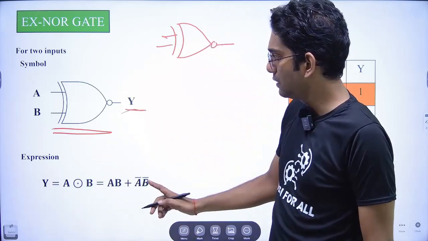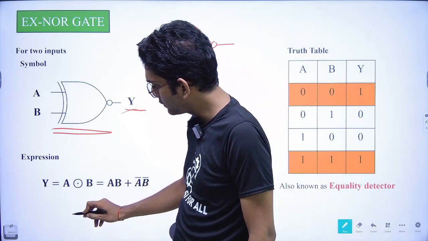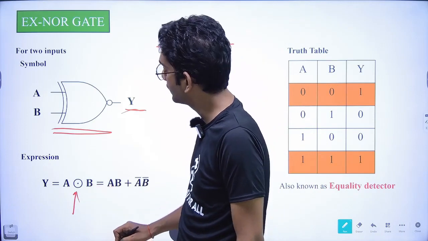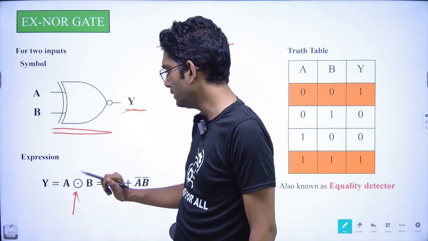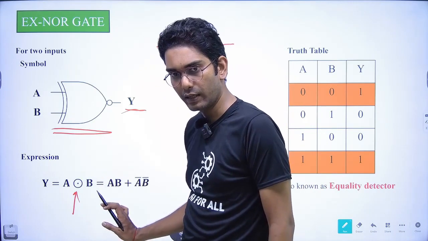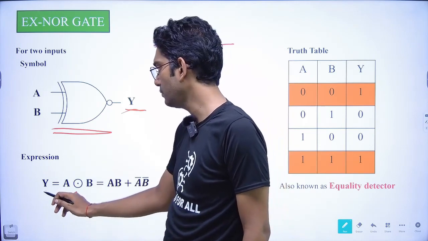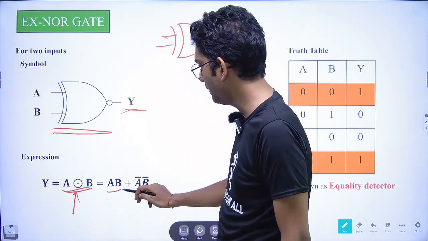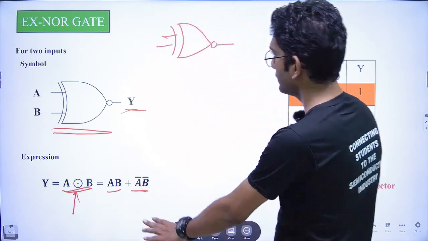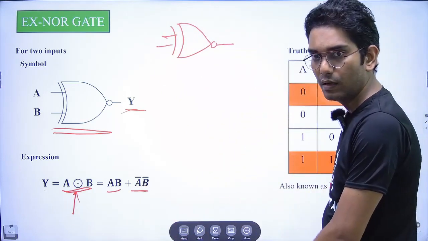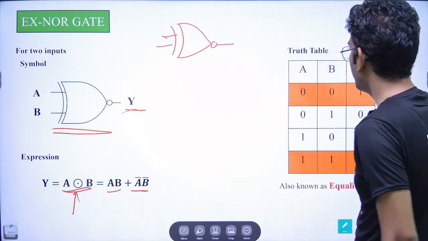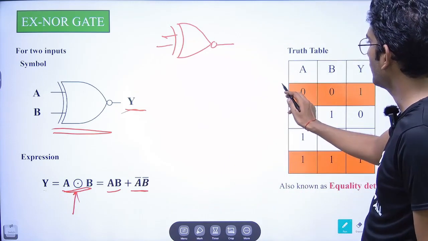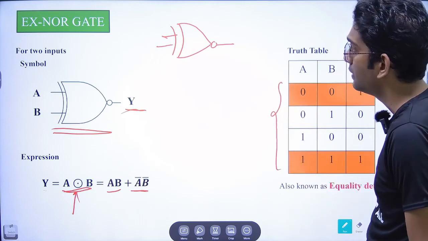Now for representing the XNOR operation, this symbol is used, a dot within a circle. So the expression would be Y is equal to A XNOR B, which is AB plus A bar B bar. This is the basic expression of the XNOR gate. And this is the basic truth table of the XNOR gate.